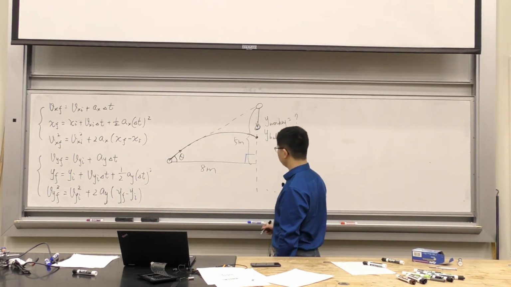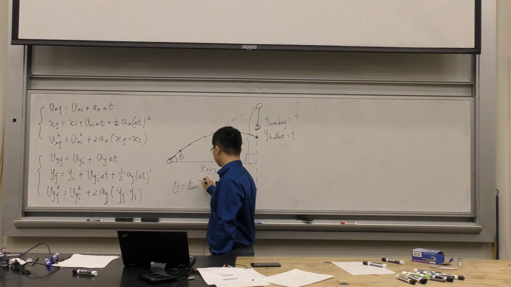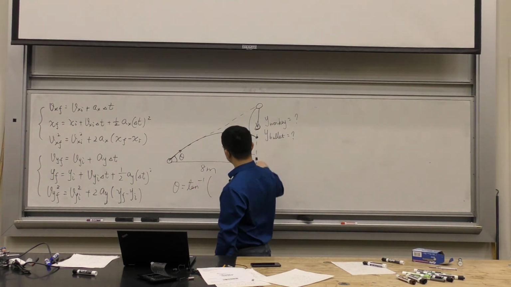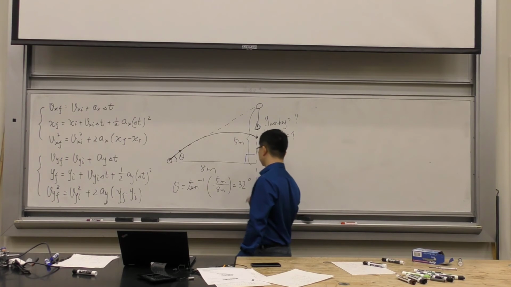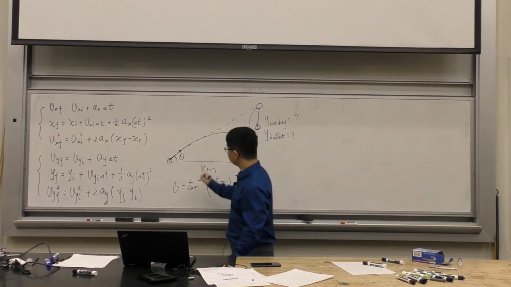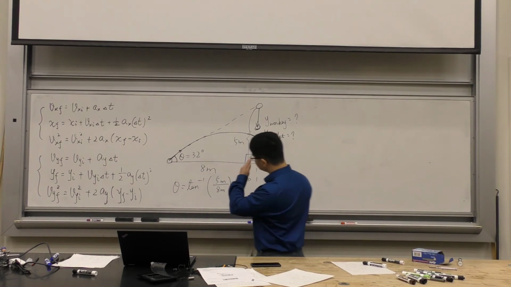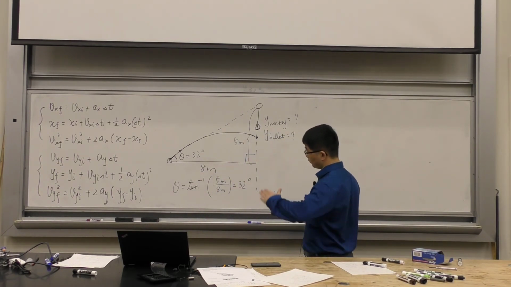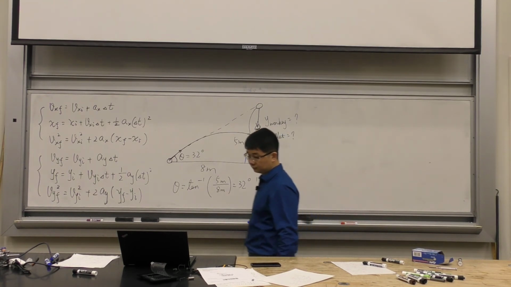So if I want to find this angle, I can just use tangent inverse. It's going to be opposite over hypotenuse, right, if these are the two numbers I'm given. So this is 32 degrees, okay? So that means if the gun is going to aim at the target, it's going to pick an angle of 32 degrees to aim at the target.